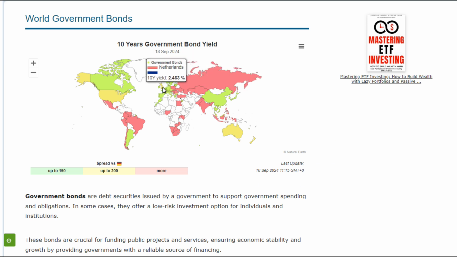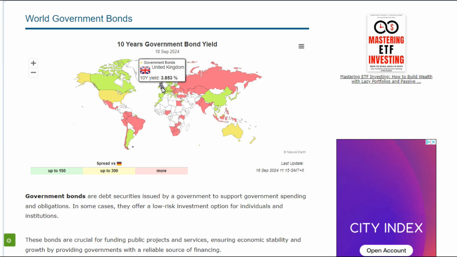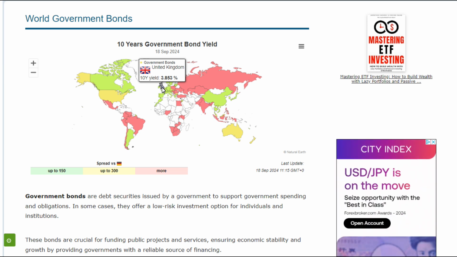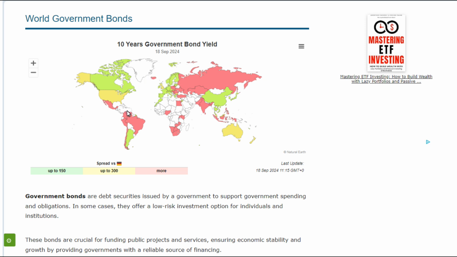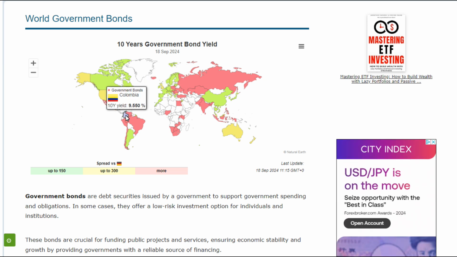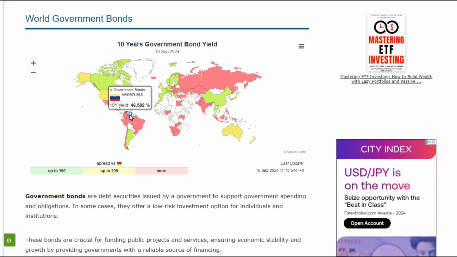And as you can see, for example, the UK, when it's issuing gilts, it has to pay a 3.85% 10-year yield on that at the moment. Whereas in a relatively strong country like Switzerland, on their 10-year yields for their debt, they only have to pay 0.4%. And then if you look at, say, a basket case, like, for example, Venezuela, they're currently having to pay 47% yield on their debt at 10 years.